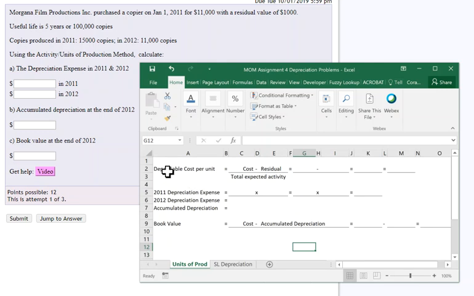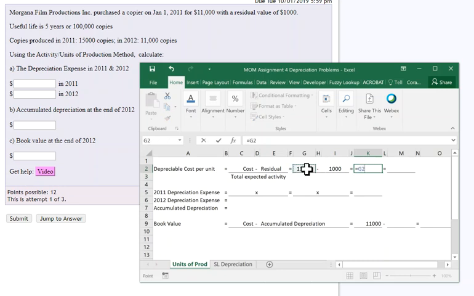So under the units of activity method, the first thing we have to do is calculate a depreciable cost per unit. And the way that we calculate that is very similar to what we did under straight line, only this time we want to use the total expected activity in terms of units instead of time, in terms of years. But we still start with the same numerator, which is cost. In this case, 11,000 was our cost. And then the residual was $1,000, what we expect to get for that piece of equipment after its useful life.